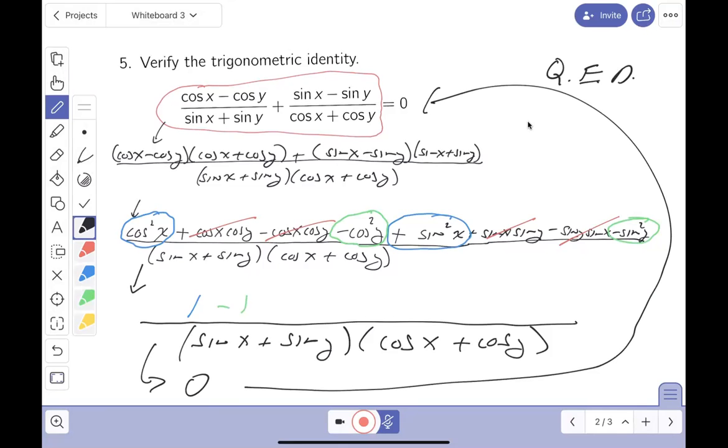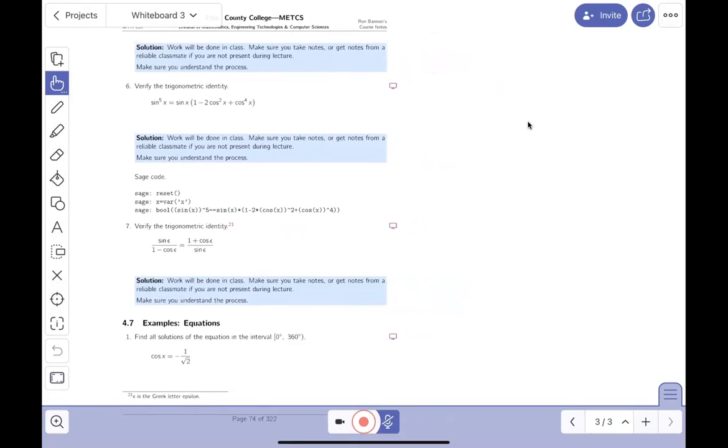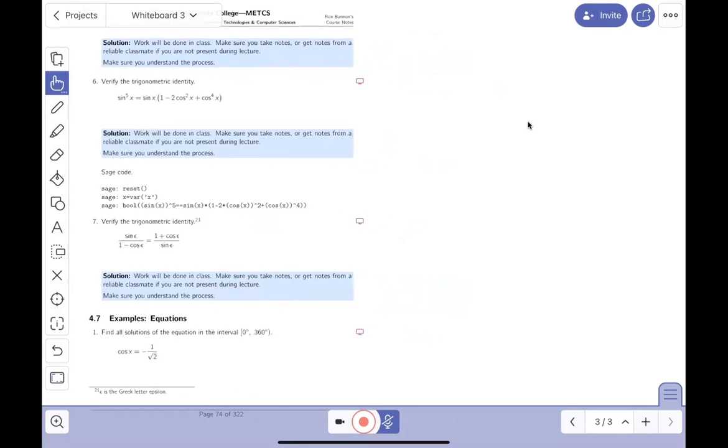All right, let's go to the next page, which would be number 6 now. All right, let's take a look. Wow. I want to point out there's Sage code over there. Let's not worry about that, but I do see it. The Sage code has to do with how to verify that identity using Sage. We need to do things by hand, though. We're not using machines to do these problems. We take this problem here, pull it to the side, and let's get to work on it.